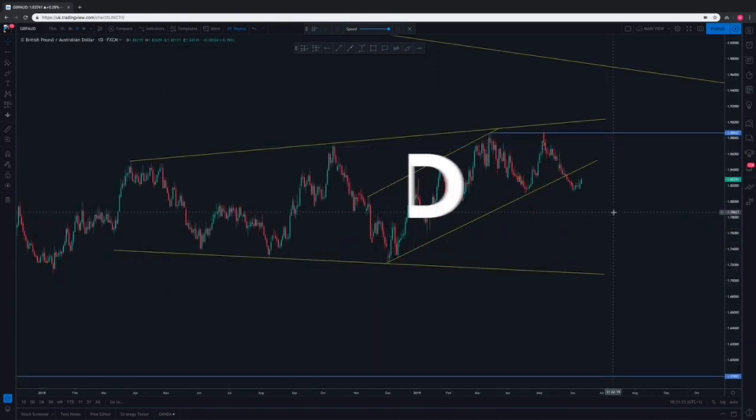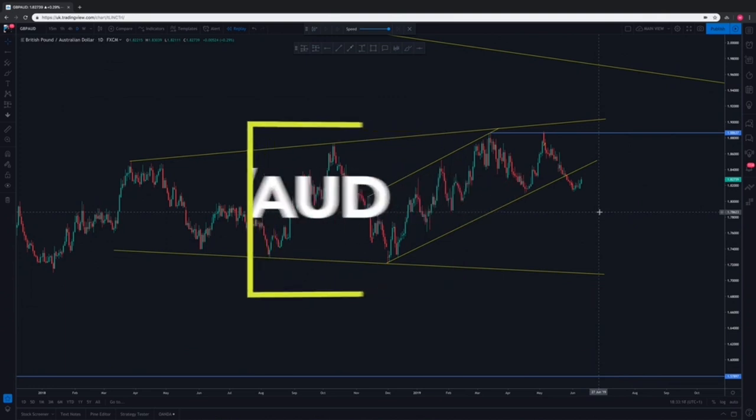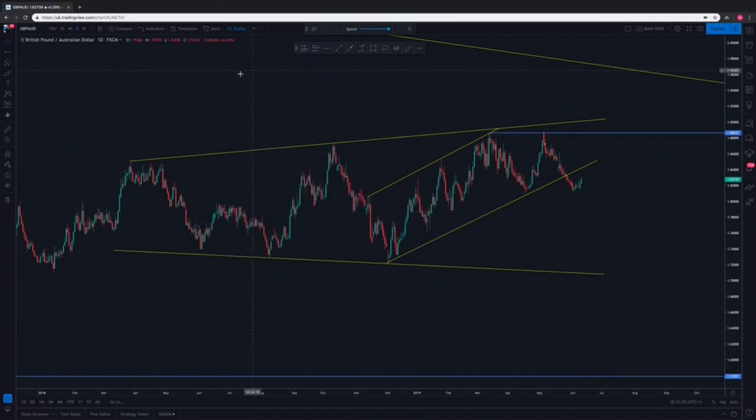So here we have pound Australian dollar. So we're looking at a high probability setup. What makes this the high probability setup? Well, we have the overall bigger expanding formation. Now you're probably noticing a trend here of me talking about it. It always links to the higher time frame. Whether it's here or within a pattern, it always links in alignment with the higher time frame.